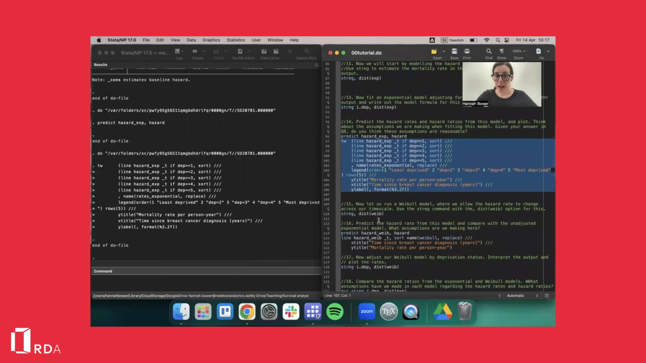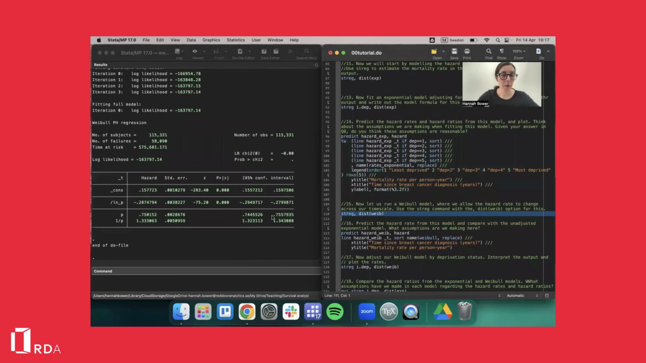So let's look at fitting a Weibull model here by using the same command sdreg, but instead using the distribution Weib or Weibull option. And what we get out looks like this. We have a cons again here. We don't have any variables in this model. So this constant is the underlying rate. We have some other output here, which represents the shape variables that we're not going to go into. So what we can do is then predict the hazard rate from this model and compare with the unadjusted exponential model. And let's think about what assumptions we're making here.